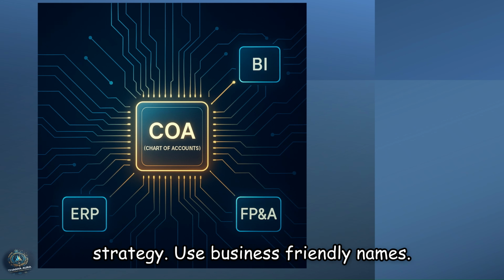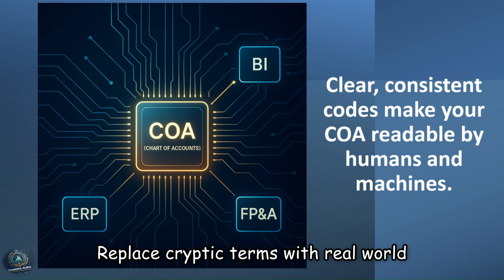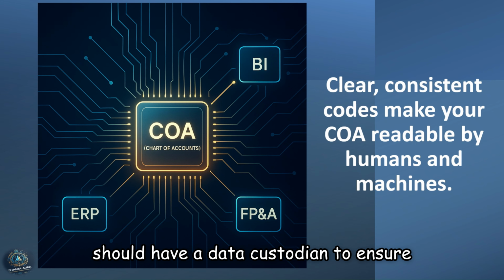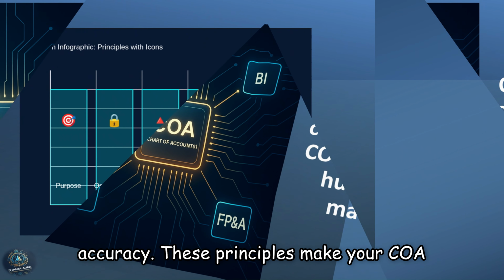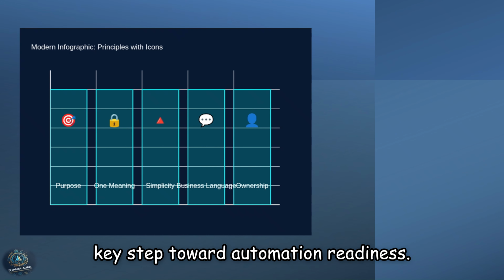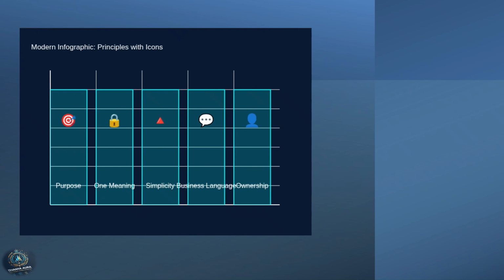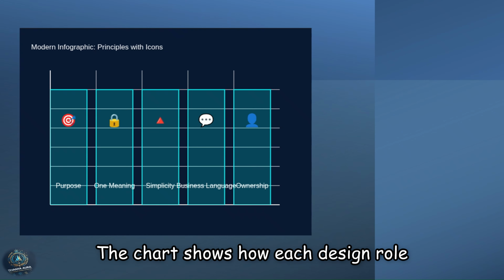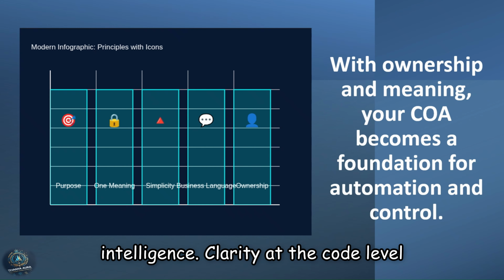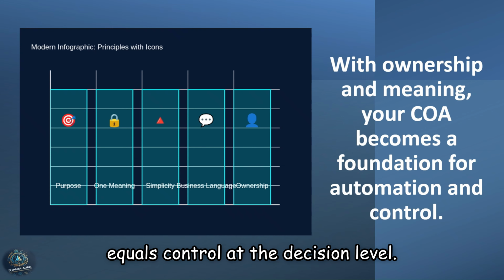Use business-friendly names. Replace cryptic terms with real-world labels. Assign ownership. Each segment should have a data custodian to ensure accuracy. These principles make your COA readable by both humans and machines, a key step toward automation readiness. The chart shows how each design rule contributes to both governance and intelligence. Clarity at the code level equals control at the decision level.